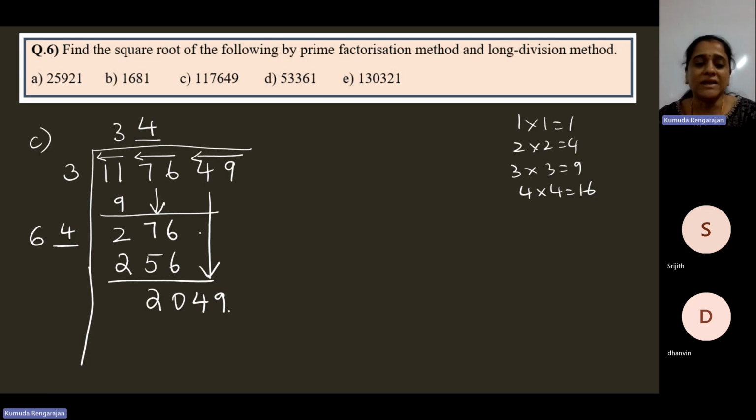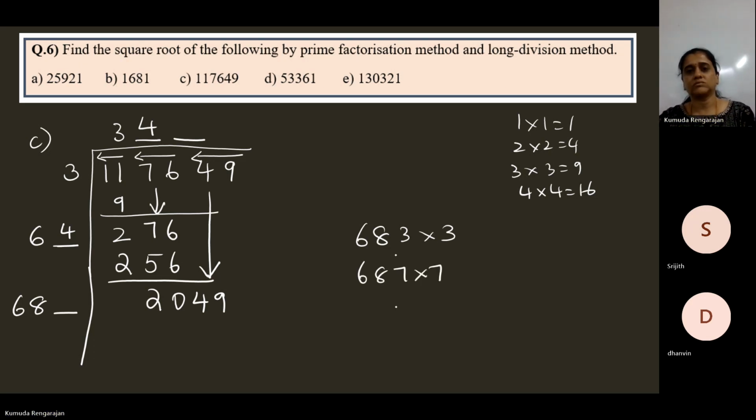This is the last step, and the number ends with the digit 9. It is 3 3s are 9 or 7 7s are 49. Okay, what's after this? Double the quotient. What is 34 into 2? 68. So it has to be 683 into 3 or 687 into 7, because only these two can give you a 9 in the units place. So it is 683 into 3. 3 3s are 9. 24, 2 carried over. 20. 205.